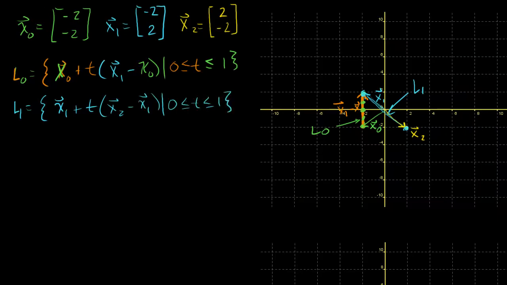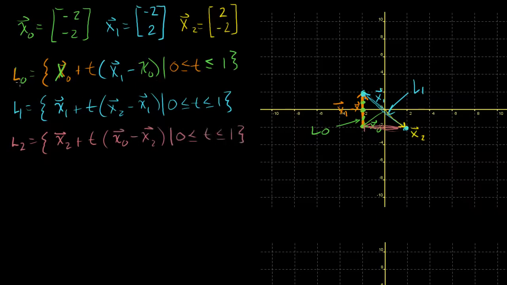And then finally, if we want to make a triangle out of this, let's define this line right here as L2. L2 would be equal to the set of all vectors where we start off at x2, plus some scaled up version of x naught minus x2. x naught minus x2 is this vector right here. So x naught minus x2, such that 0 is less than or equal to t is less than or equal to 1.